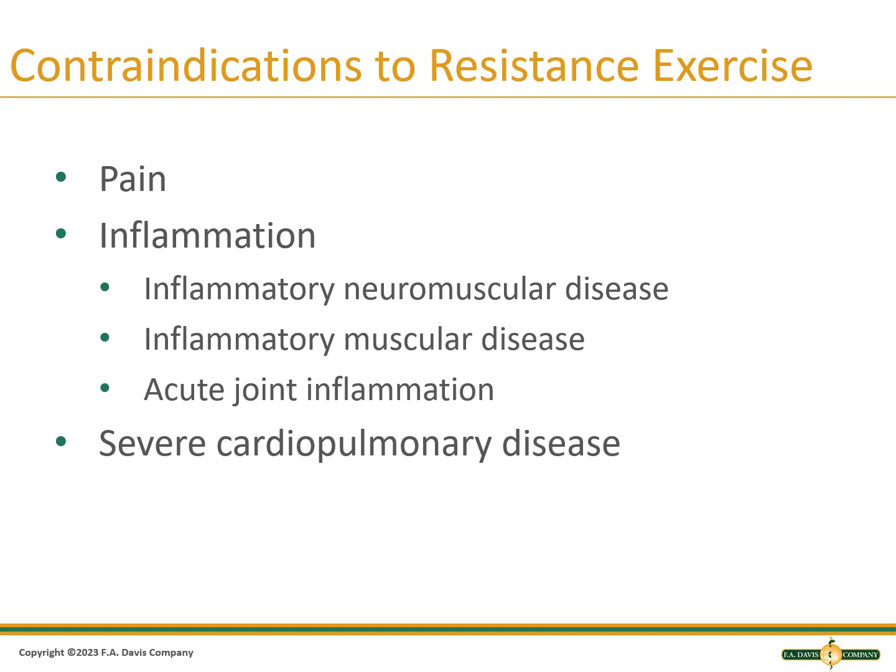Inflammation is going to be a contraindication to resistance exercise. So if we have inflammatory neuromuscular disease in active inflammation, inflammatory muscular disease in active inflammation, or acute joint inflammation, we want to avoid resistance exercises. And with severe cardiopulmonary disease, we want to avoid resistance exercises so that we don't put undue strain on the lungs and heart.